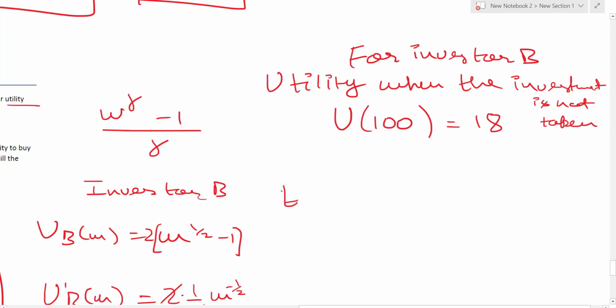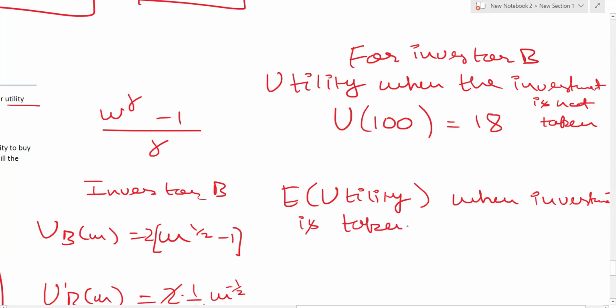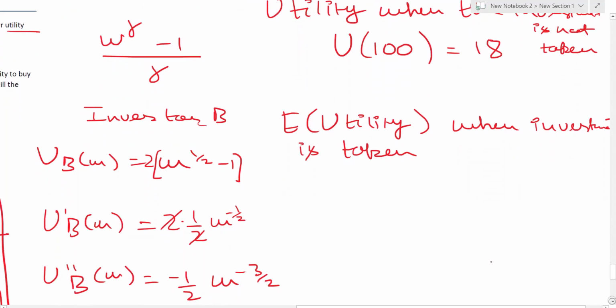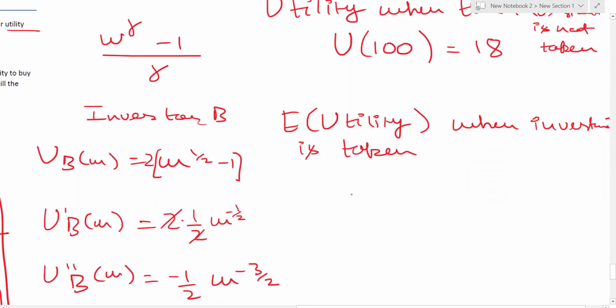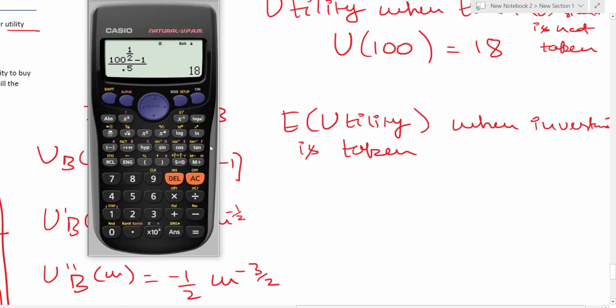Okay, what is the expected utility when investment is taken? What is the expected utility in that case? It would be equal to, so let me calculate on the calculator itself. 110 or 92 with equal probabilities, right?